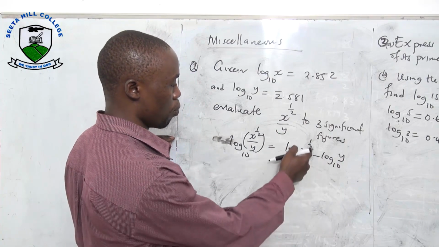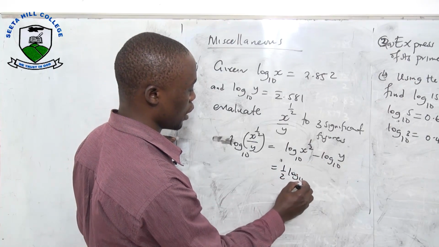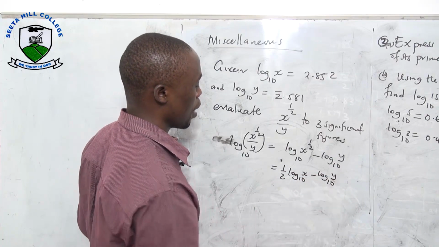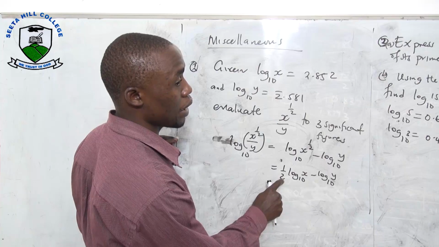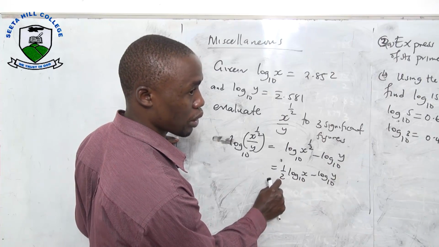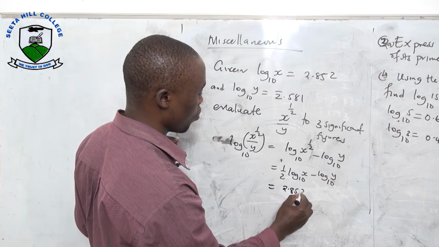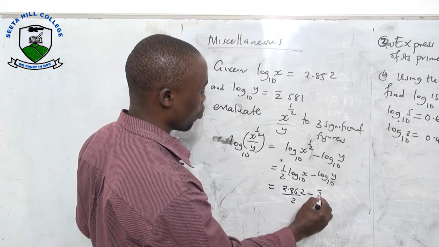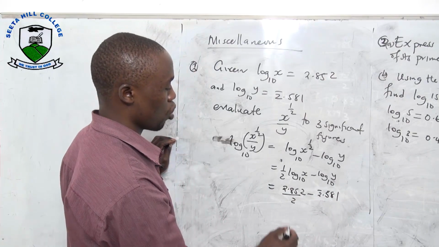Not so? Drop this what? So you'll have a half log 10 x minus log 10 what? Y. But a half means you are dividing by what? By 2. So I'll get log of x divided by what? Which is this, 2.852 divided by 2, subtract negative 2.581. You agree?